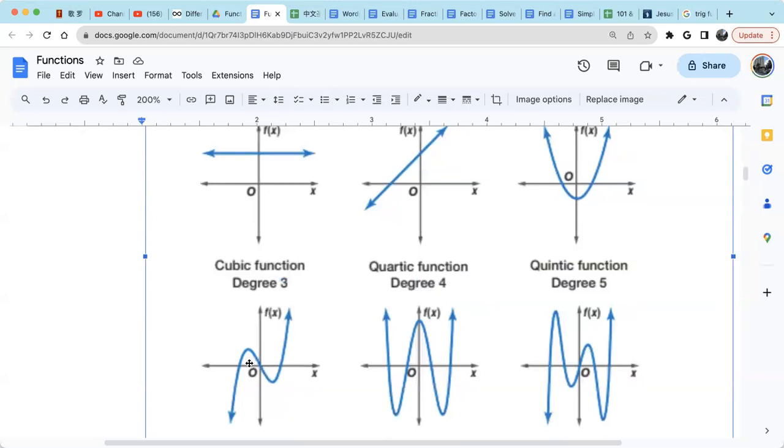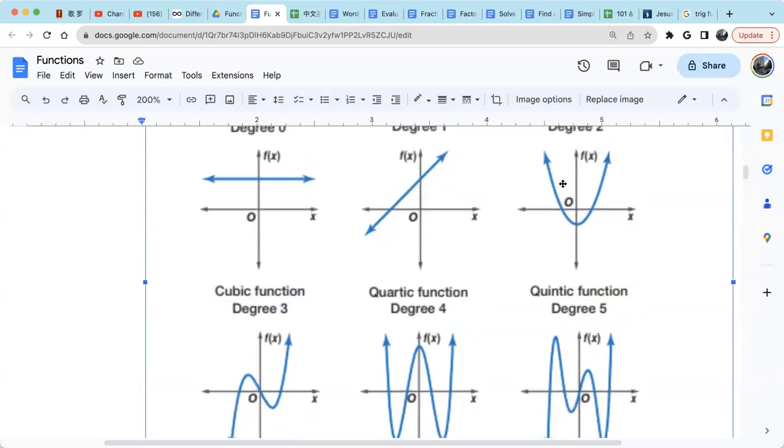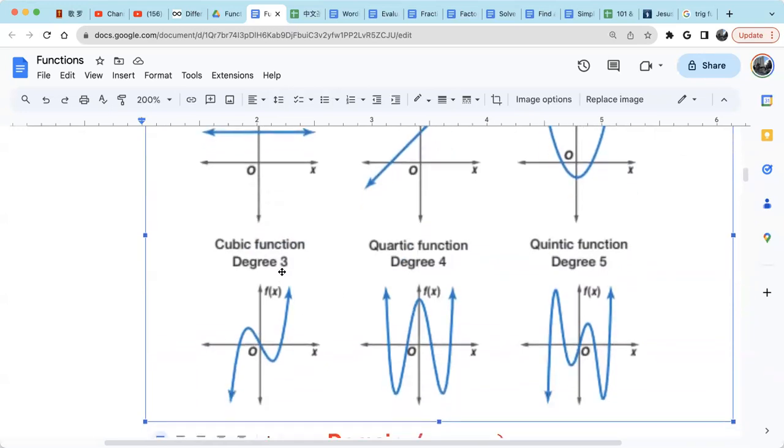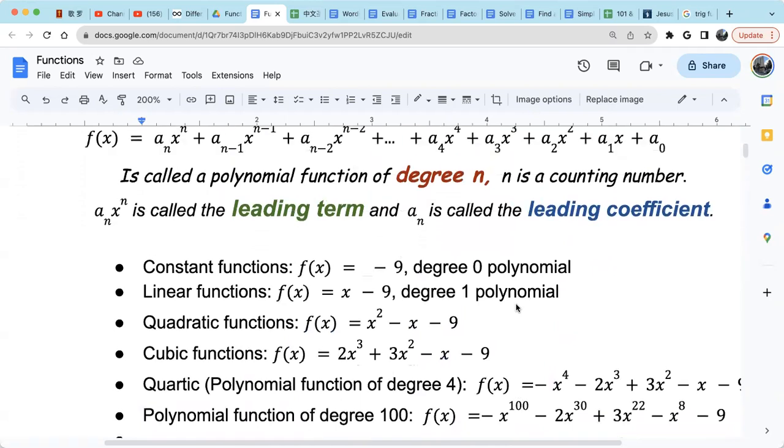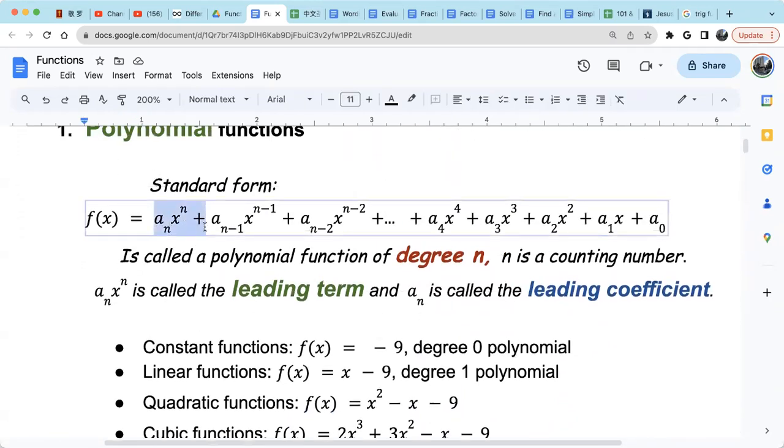Cubic looks like this, wiggles. So quadratic is a polynomial of degree 2. The graph wiggles once. A cubic function, polynomial of degree 3, wiggles twice. We see this wiggles once, wiggles twice. Then a polynomial of degree 4 wiggles 3 times at the most. It doesn't have to wiggle, but at the most it wiggles 3 times. So on and so forth. So for a polynomial of degree n, it wiggles at the most n minus 1 times.